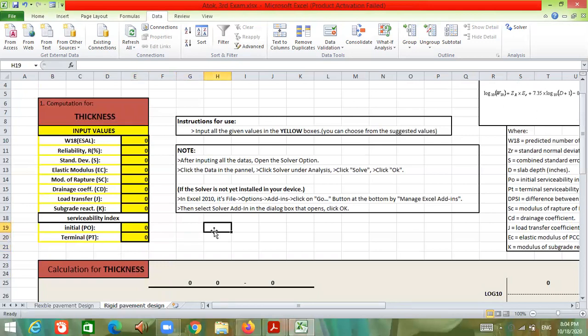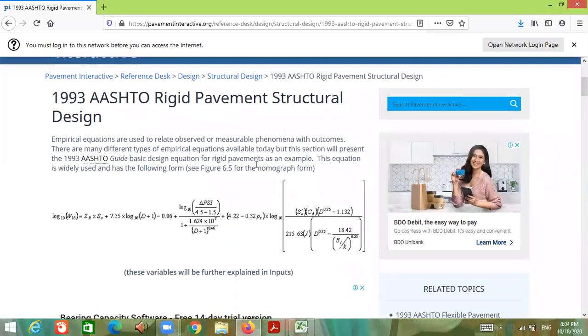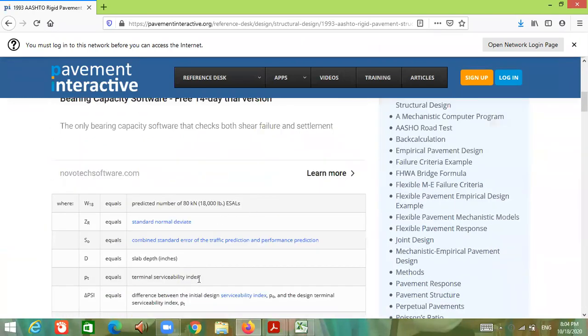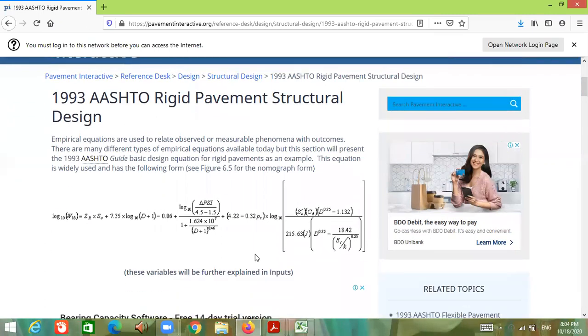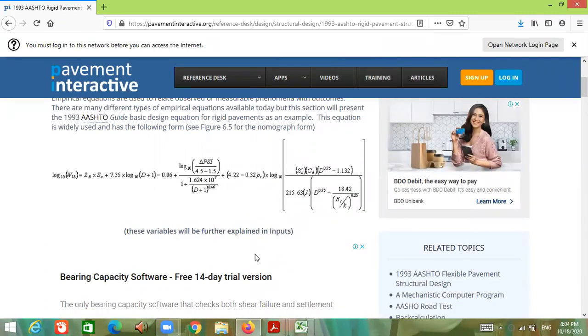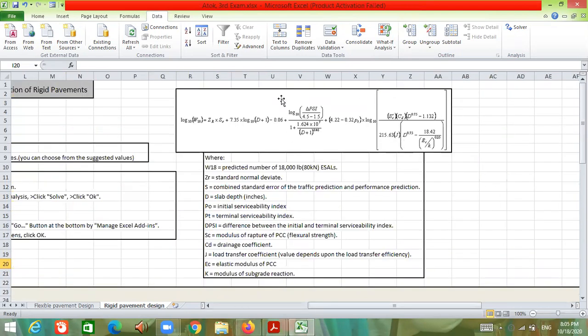And as I've researched about this rigid pavement design, there is no problem given. I've found no problem in solving for the thickness in terms of rigid pavement design. However, on the website given here, Pavement Interactive, the 1993 AASHTO rigid pavement design, there is a formula for finding the thickness of our slab depth. And same with the required structural number in the flexible pavement design, it is quite complicated to derive and equate it to a single unknown variable. Hence, we are going to use our Solver as a representation of shift solve in our scientific calculator. And this is the formula, by the way. Below the formula are the legends, or the definition of each variable that we are going to find.